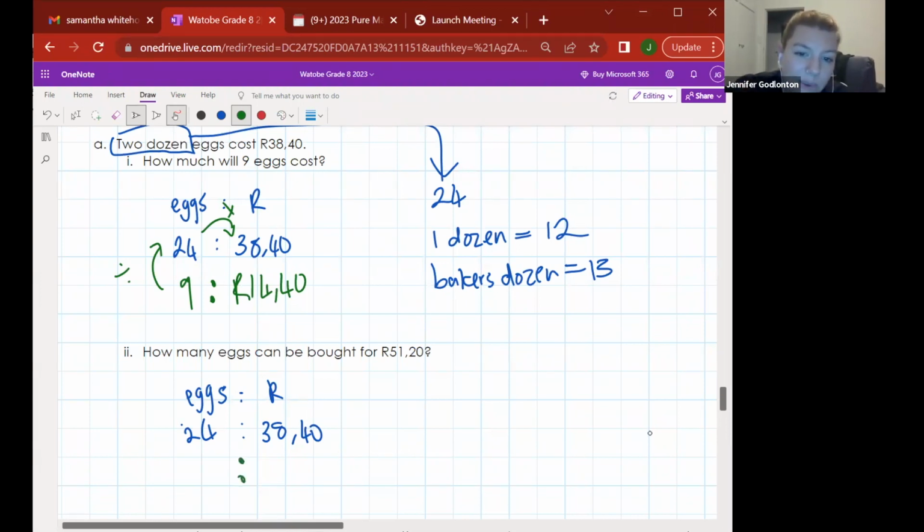And our last one, how many eggs can be bought from 51 Rand and 20 cents? Same vibe, divide up, times over. 51,2 divided by 38,4 times 24 gives us 32 eggs.